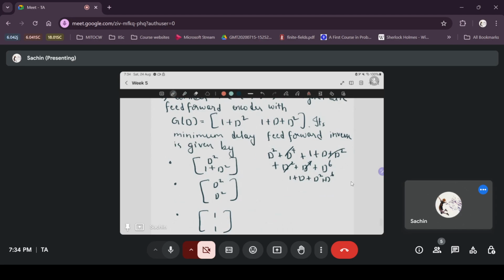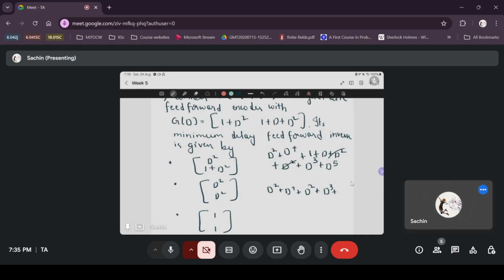Similarly, if you do it for d square comma d square, you will get d square plus d power 4 plus d square plus d cube plus d power 5. So only those two cancel, and you are left with something that's not of the form d power n.